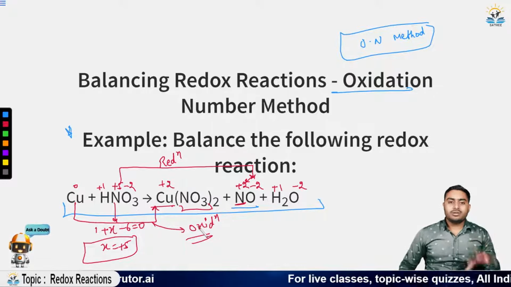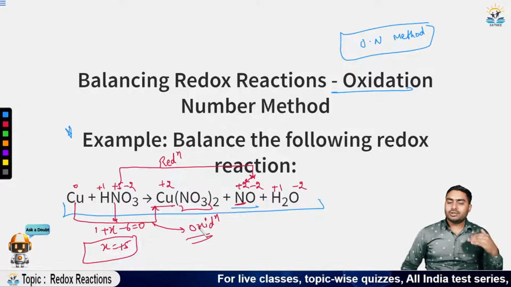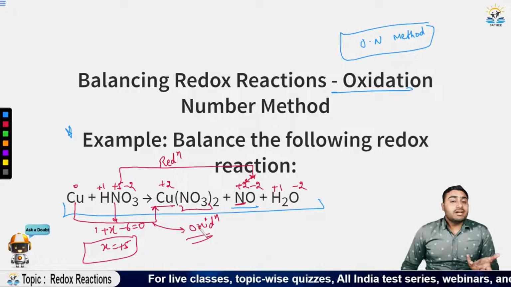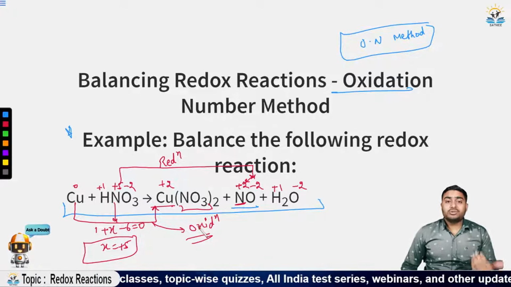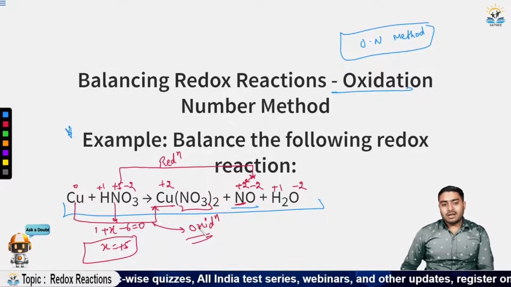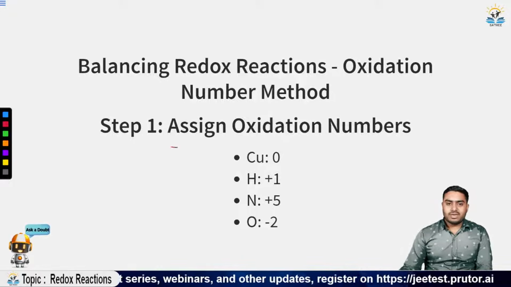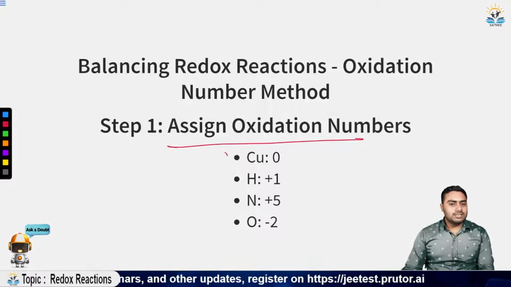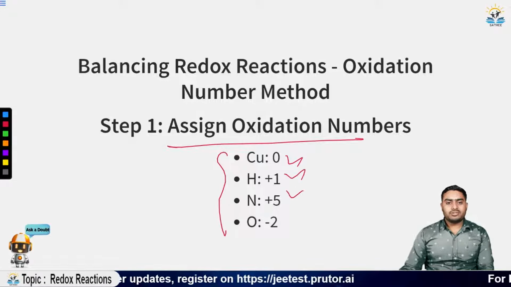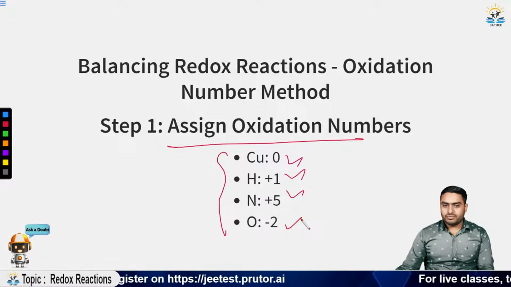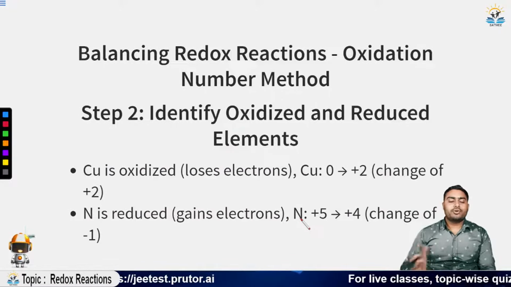Suppose in a particular reaction you are not able to find reduction and oxidation simultaneously, then you cannot say that it is a redox reaction. So you have to be very clear while finding the oxidation numbers. Let's go to step 1, assigning oxidation numbers. I already assigned copper 0, hydrogen +1, nitrogen +5, and oxygen -2, on the reactant side and the product side.